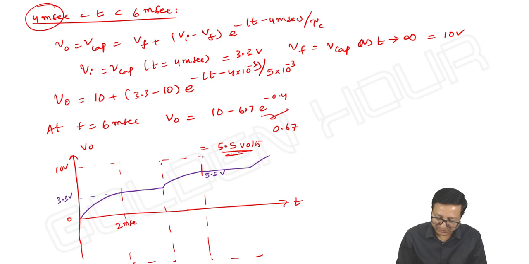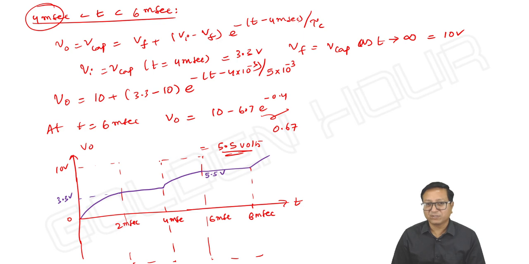From 0 to 2 milliseconds the diode is on, 2 to 4 milliseconds the diode is off, 4 to 6 milliseconds the diode is on, and 6 to 8 the diode is off. Whenever the diode is on, the capacitor charges. When the diode is off, the capacitor can neither charge nor discharge, it holds the voltage it has acquired. Right? This is the idea behind this problem.